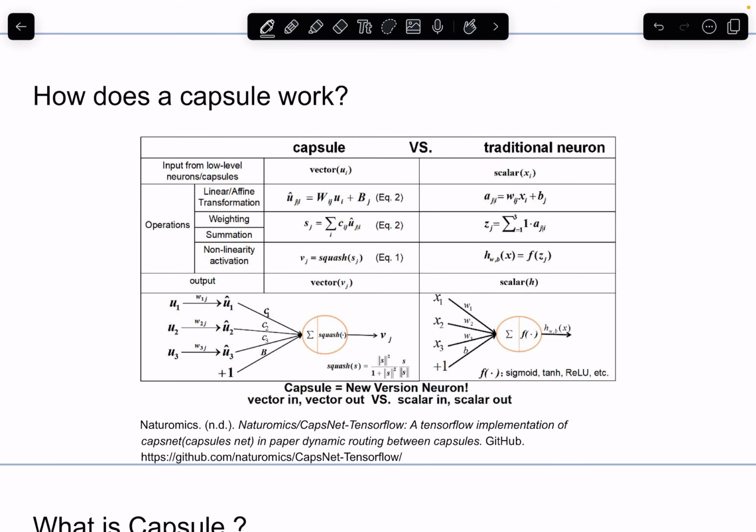If you look at these two tabular comparisons, this is the traditional neuron, where we multiply the weight and the input, and then we apply a nonlinear activation, and we get a scalar output. But in the capsule we get a vector output, and we use a squashing function which makes this vector's length in the 0 to 1 range. We take the input as a vector, and we give the output as a vector. So that's how a capsule network works.